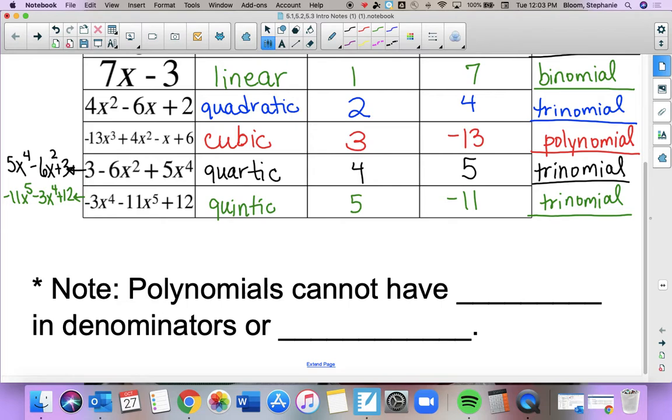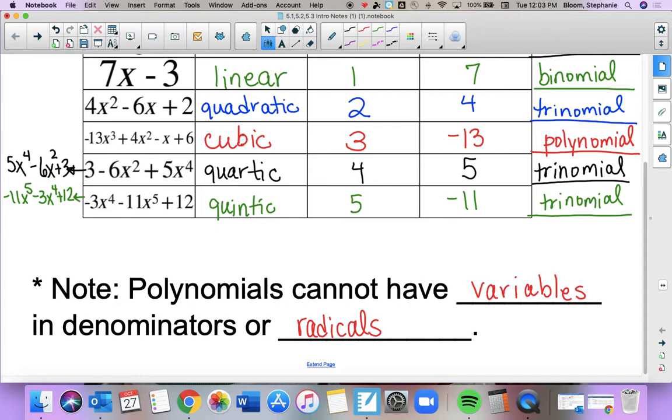Okay, so last thing to remember about polynomials. You cannot have variables in your denominators, and you also can't have radicals, or square roots or cube roots or whatever. Okay, and that's all we're going to do with the vocabulary right there. So that's your 5-3 right now. The rest of 5-3 we're going to hit when we do graphing. So that's it for 5-3. Just know the vocab, okay?